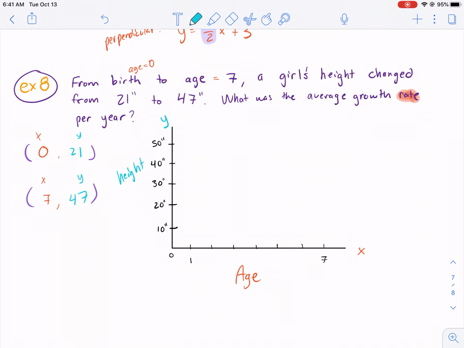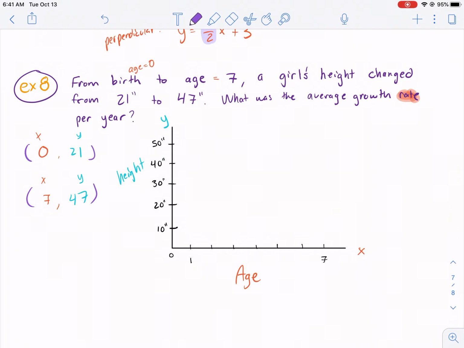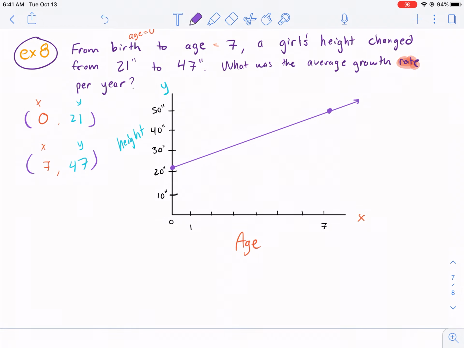Okay? So what are we going to do? We're just going to plot these 2 points. So we have 0, 21, so right about here. And then we have 7, 47. Now I'm not talking about the airplane. 7, 4, 7. Okay? So our line looks something like this. So if it was a linear growth, which it's not for humans, but this is an oversimplification, that's what it looked like.